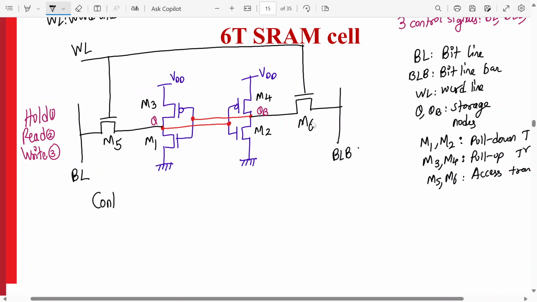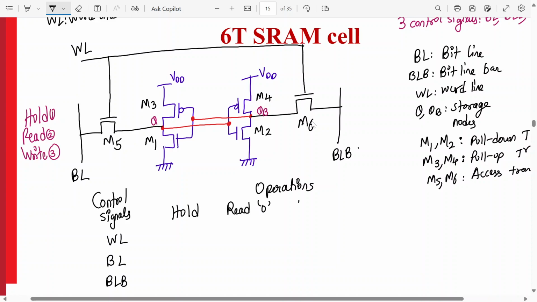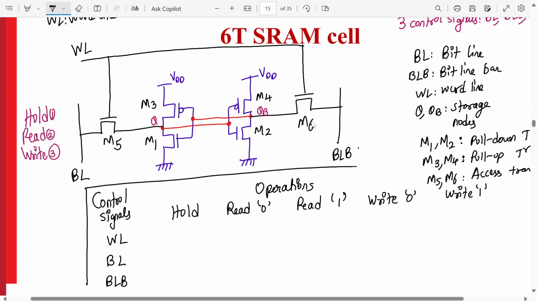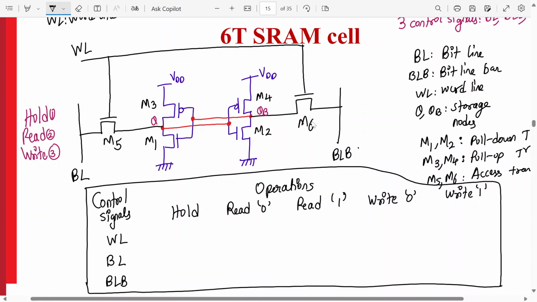So these are my control signals: word line, bit line, bit line bar. And here I am writing operations. So we have a hold operation, then we have a read 0, read 1, write 0, write 1. Okay. All of you understood?